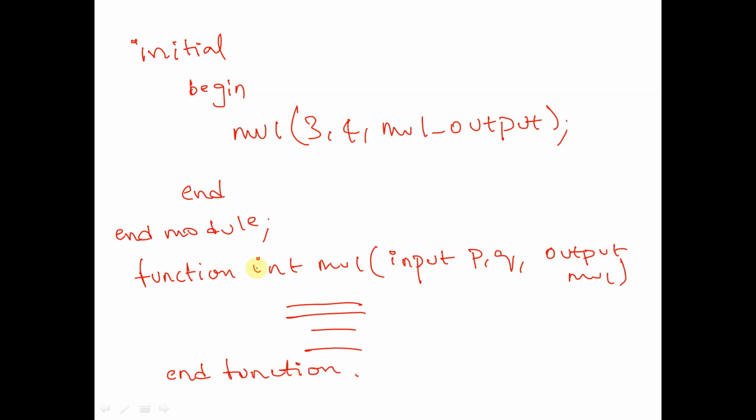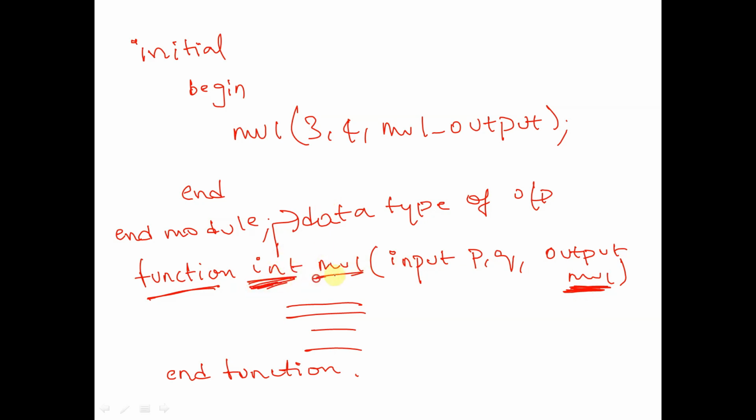So here this is the function keyword and this is the data type. Remember, this is the data type of the output value which we get from this function, which is nothing but multiply in our case. So the output data type is int, so the data type of the mul variable is int. And mul is the name of the function. My inputs of this function are p comma q, and the output is mul.